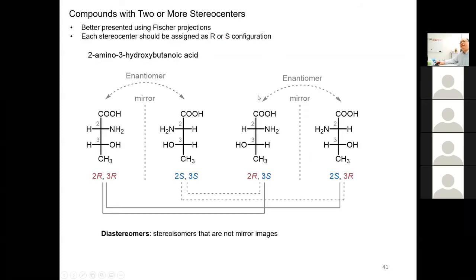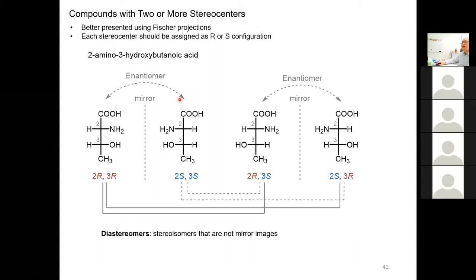Okay, and so after we figure out how to assign the configuration using the CIP rules for a single stereocenter, let's move on to a more complex system. For example, how about compounds with two stereocenters? If I put a compound with two stereocenters on the exam using Fischer projections like these two, you should be able to assign each stereocenter an R or S. So I did the job for you here. For this one, the 2 position is R, 3 is R. So its mirror image is 2S, 3S, because R and S are mirror images.